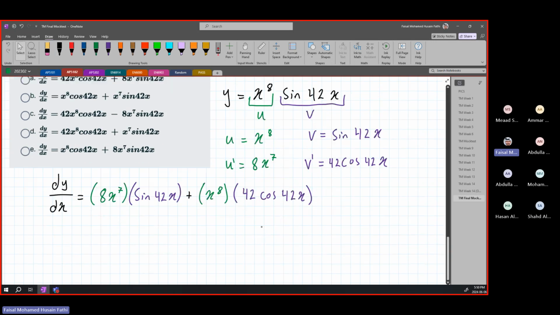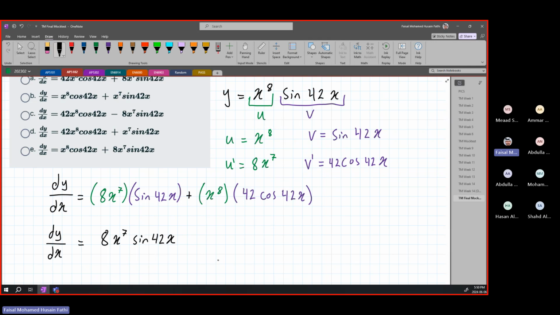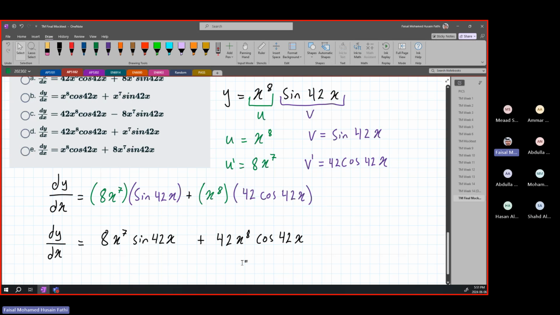So dy by dx, if we simplify, it's 8x power 7 sine 42x. Usually this is the order. So it's going to be constant times variable times whatever the trigonometric function is, sine, cosine, all this. Plus, let's do the same thing here. So we have the constant of 42, so 42 times x power 8 times cosine 42x. And this is addition in between, all right?